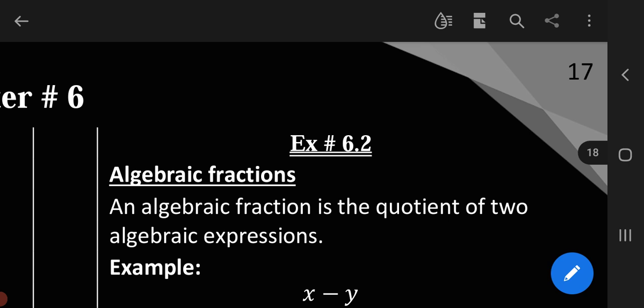Now today the topic is algebraic fractions. In the previous classes, I mean grade 7 or 6, we have already discussed algebraic fractions in numbers. For example, 6 divided by 4, for example, 10 divided by 11. These are called algebraic fractions in numbers. But here we are dealing with algebraic fractions in variables. In this topic, an algebraic fraction is the quotient of two algebraic expressions.